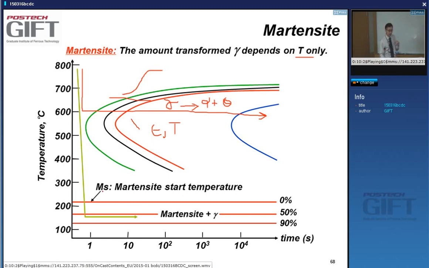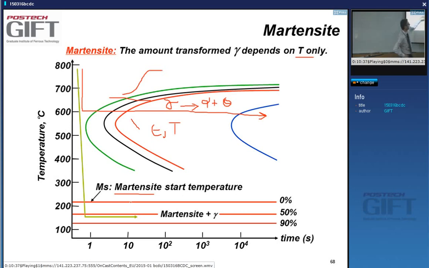Not so in the martensitic transformation. The martensitic transformation only depends on the temperature. So as a consequence, the transformation lines for martensite are horizontal lines. If you quench down to this temperature, you make a little over 50% martensite, 50% of the austenite is transformed to martensite.